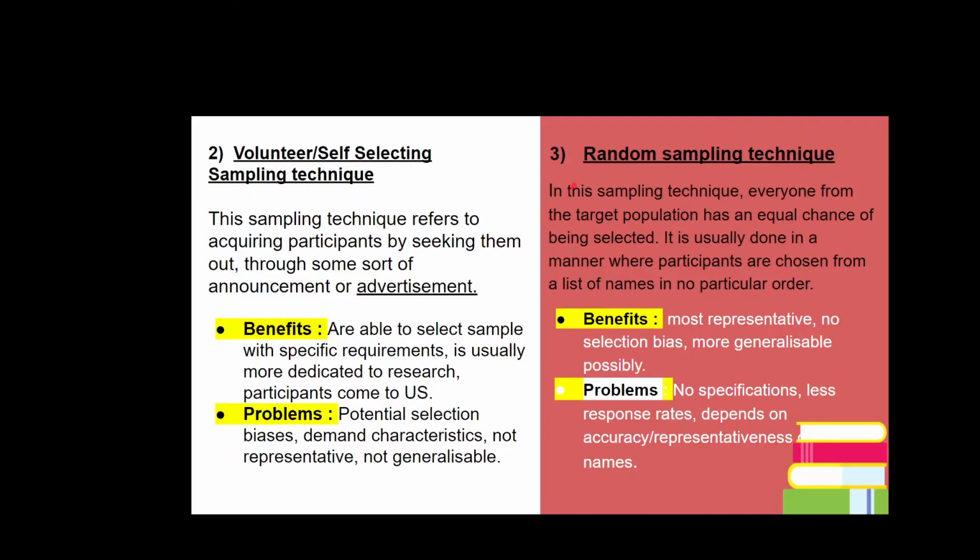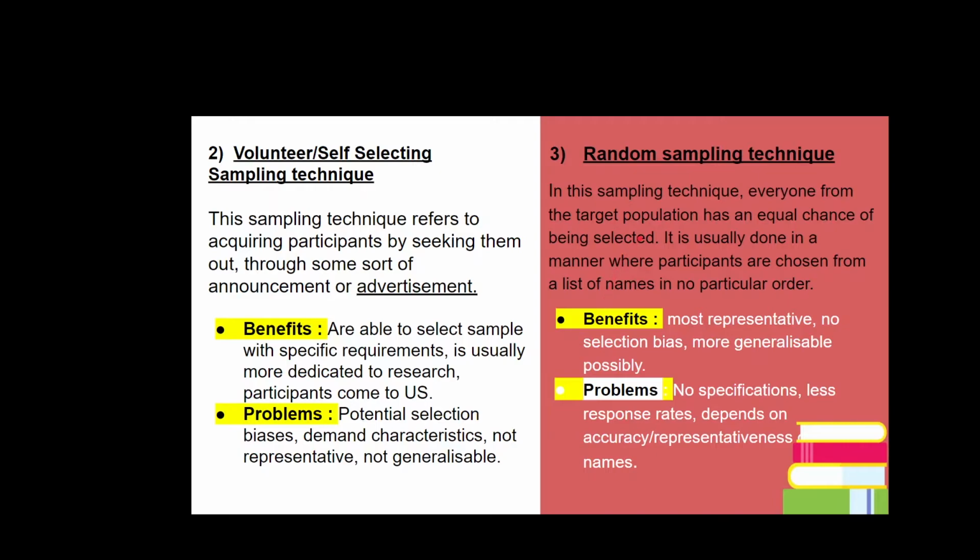The third and final sampling technique is random sampling. As the name suggests, in this sampling technique, we choose participants randomly. So everyone from your target population has an equal chance of being selected. It's usually done when you have a list of names of as many people as you can gather from your targeted population, and then you randomly generate, through some software or manual action, a list of names, and those names from this list are supposed to be your sample or your participants for research.